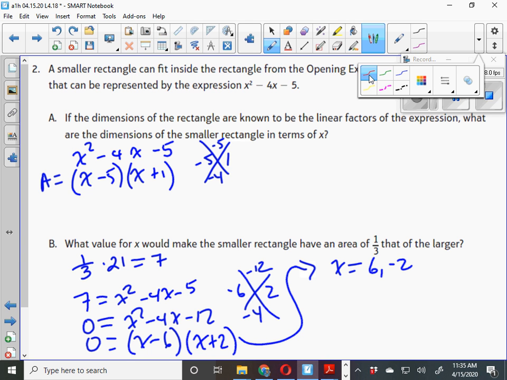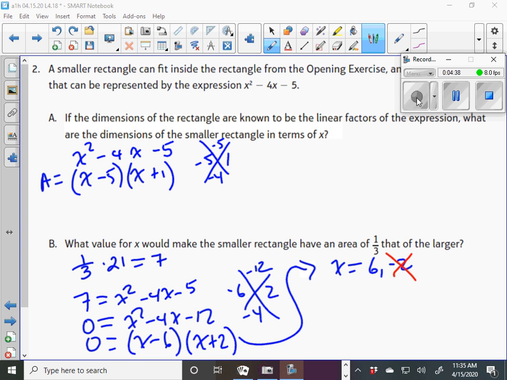We know that x can't be negative 2. So therefore, when I plug this back in to my area formula, where 7 is equal to 6 minus 5 times 6 plus 1, that's a 5, trust me. We end up with 7 is equal to 1 times 7, which is our dimensions.